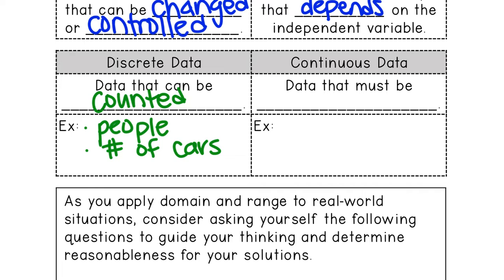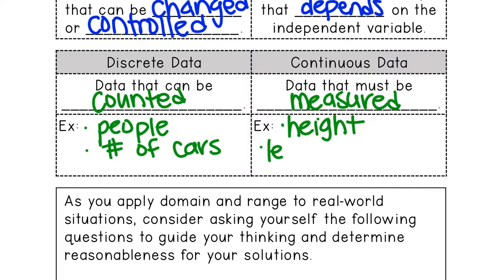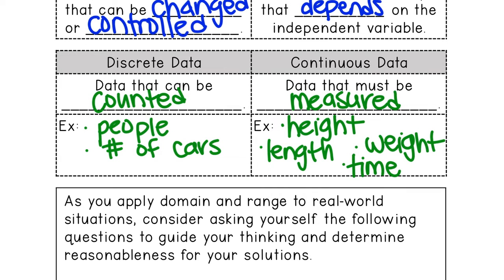So continuous data, on the other hand, is data that must be measured. So things like height. You wouldn't count how tall a person is. You would measure their height with a measuring tape or a ruler. Length, again, you measure with a ruler. Weight, that would be a scale. You stand on a scale to measure weight. Another one is time. So I know it's weird to say you measure time, but you do. That's what clocks do and stopwatches. They measure time.